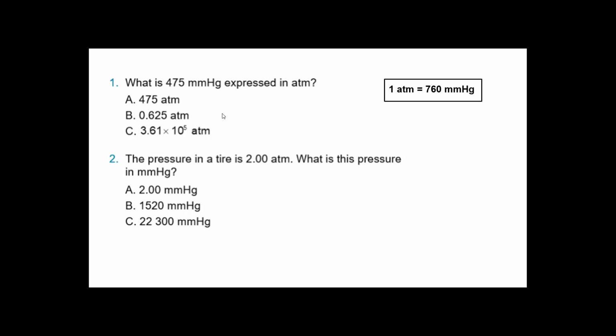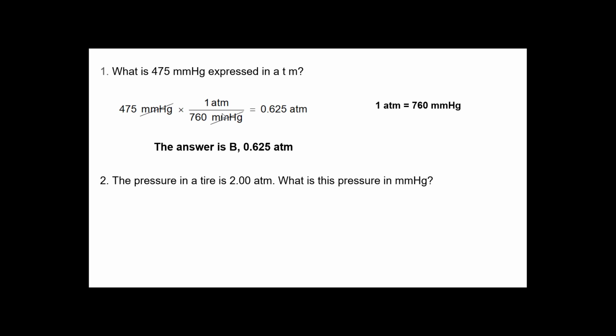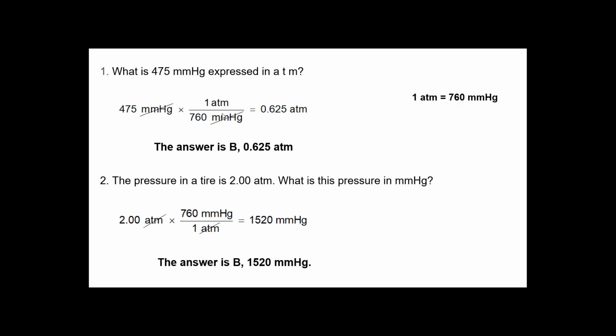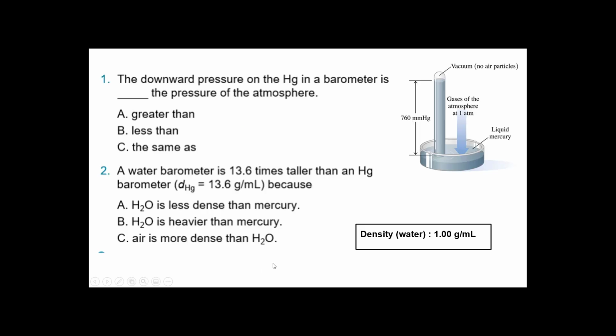The pressure in the tire is 2 atm. What is the pressure in millimeters mercury? So now we're going the other way. We set it up the same way, but using the opposite units. What we want now is millimeters mercury. This is exact, so we don't have to worry about that. This is 3 sig figs, the answer is B.